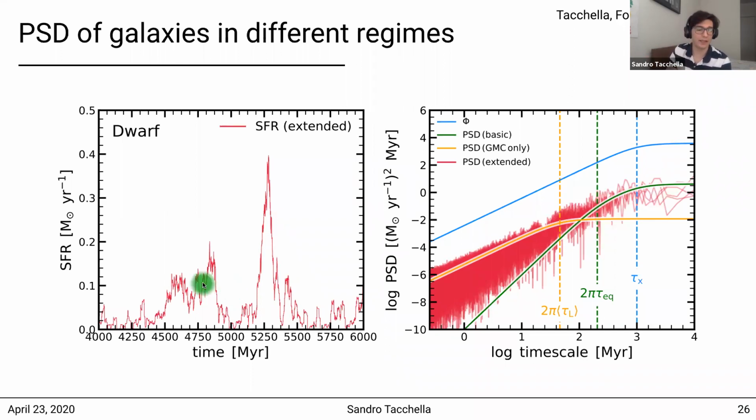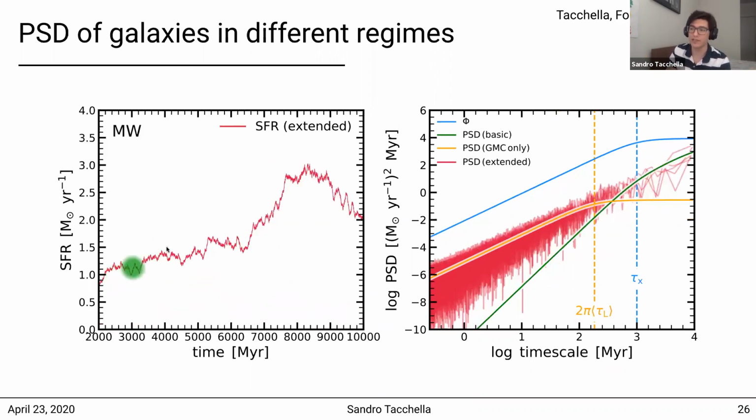If you go to something like the Milky Way galaxy, it's overall less bursty. You can see that the star formation changes more significantly over longer time scales. This is mainly because the GMC component is not that prominent anymore, and the component related to the regulator model dominates.